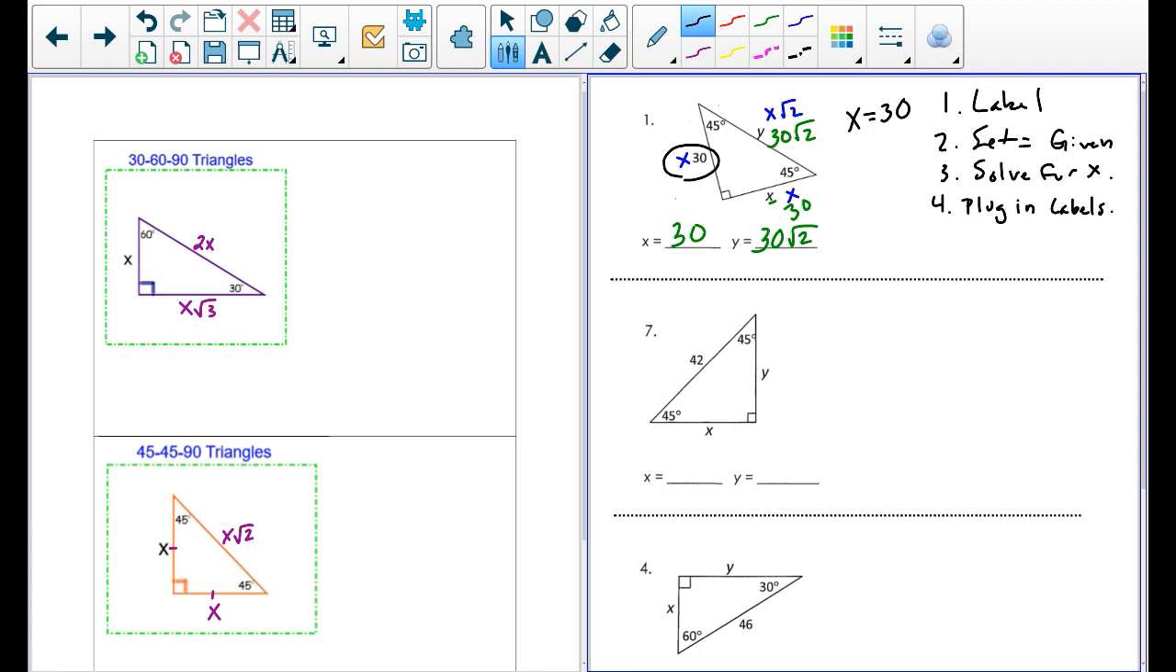Okay? So, number 7, look at number 7. What kind of triangle is it? 30, 60, 90 or 45, 45, 90? 45, 45, 90. So label it x, x, x square root of 2. So what do we get labeled here? So where's my x's at?